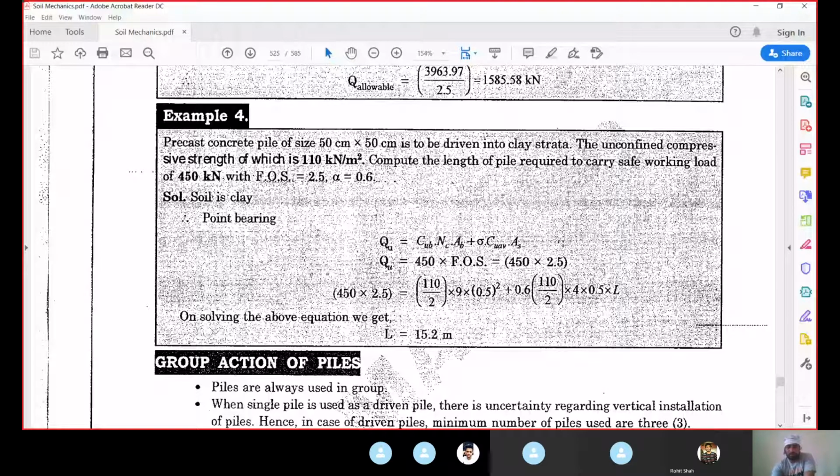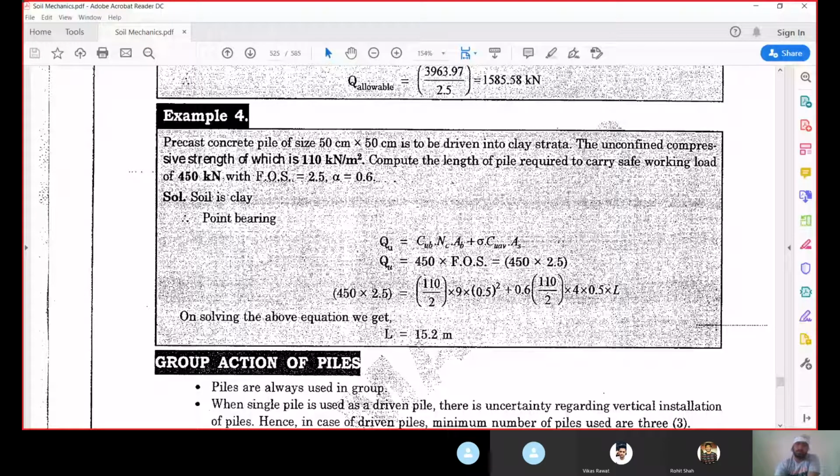Okay. So how will you do this? This is 0.6 multiplied by 110, your adhesion factor alpha into Cu into As, right? So you will get length of pile equal to 15.2 meter. When you use this length of pile driven into the clay, it will only be able to take the ultimate load of 450 kilonewton.